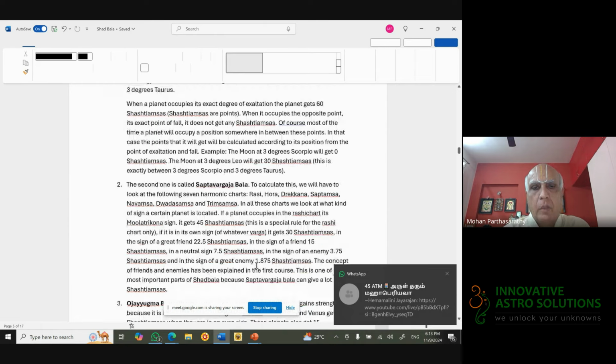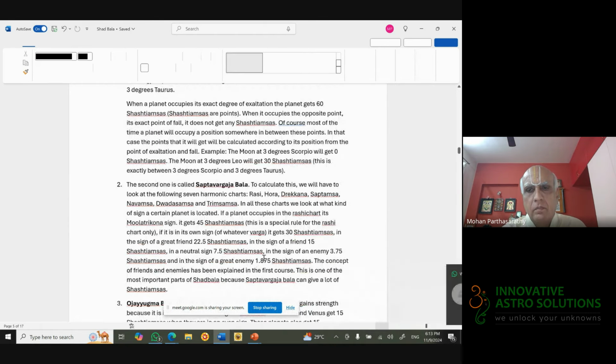Then we go to Saptavargaja Bala. It involves 7 harmonic charts, namely Rashi, Hora, Drekana, Saptamsa, Navamsa, Dvadasamsa, Trimsamsa. In these charts, we look at what kind of sign a certain planet is located in. If a planet occupies its Moola Trikona sign in the Rasi chart, it gets 45 Shashti Amsa. This special rule is applicable only to the Rashi chart.